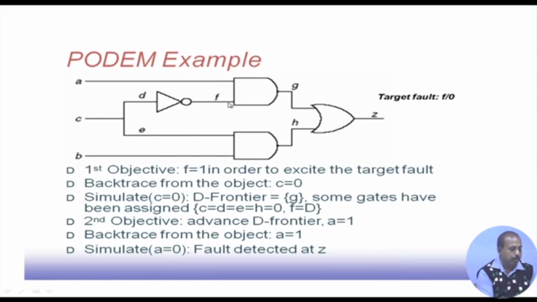If we want to progress this D frontier from F to G, the corresponding objective that comes up is setting A equal to 1. Now, we backtrace from the objective A equal to 1. There is nothing to be backtraced, so we just simulate. Sorry, this should be A equal to 1, simulate for A equal to 1, and that will propagate this F to G and that G to Z. That way, the fault will get detected at Z.